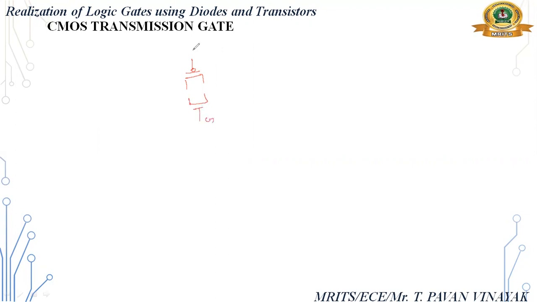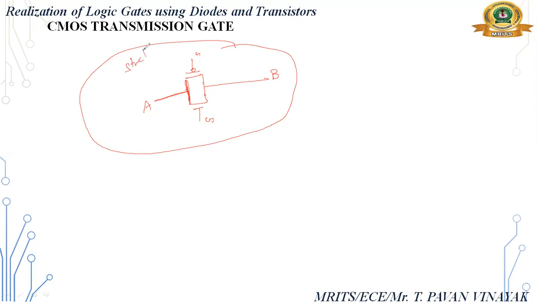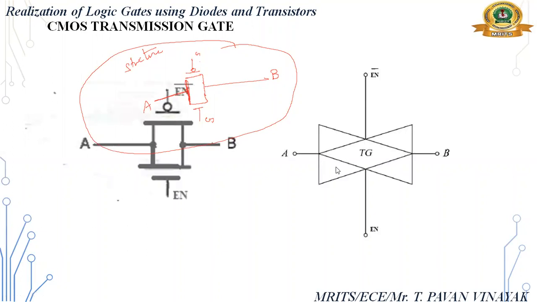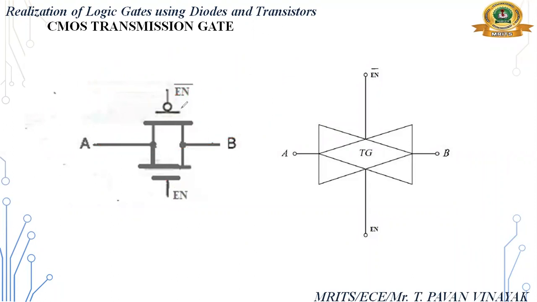This is gate of P, this is gate of N. So I am combining drains and sources of MOS transistors. I am giving one input here and taking output here. So this is the CMOS transmission gate structure. And the symbol for it is this one. This is the symbol of CMOS transmission gate. So here we give enable, here we give enable bar.